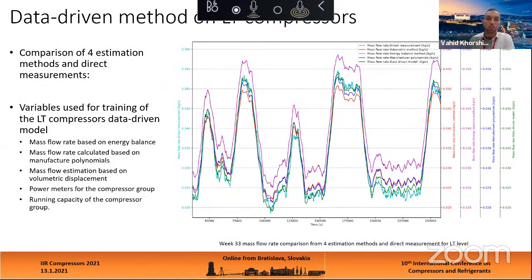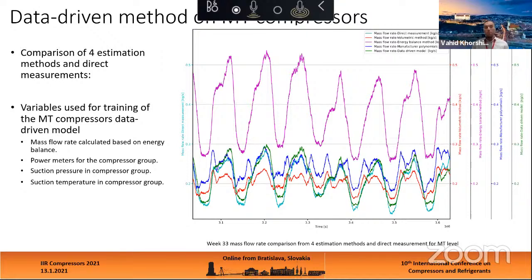Looking into the LT compressors, we have run through this variable selection, and we found that the variables that gave us the best fit were the mass flow rate based on the energy balance, volumetric, and manufacturer polynomial, together with the power meters and the running capacity. These were the variables giving the best fit, and adding or removing any of them would reduce the performance of the model in predicting the outcome.